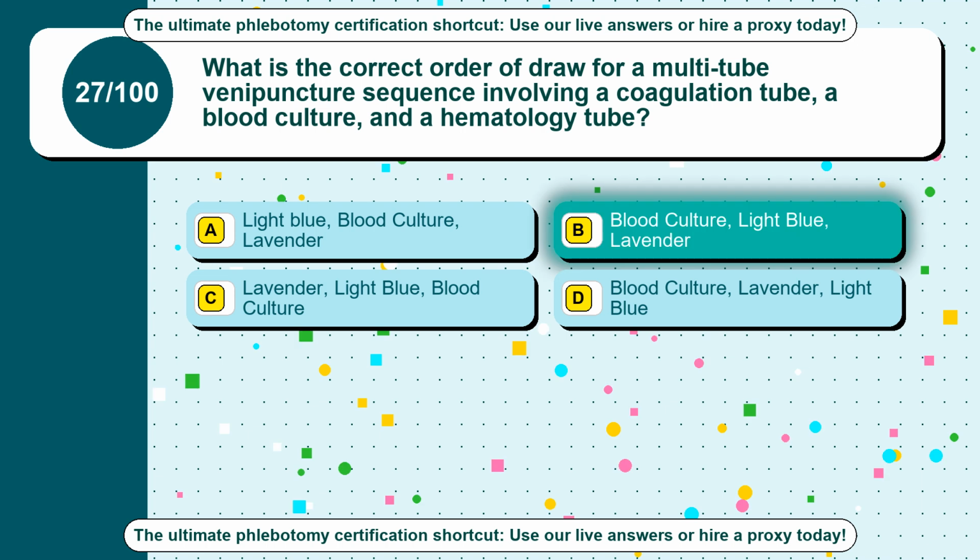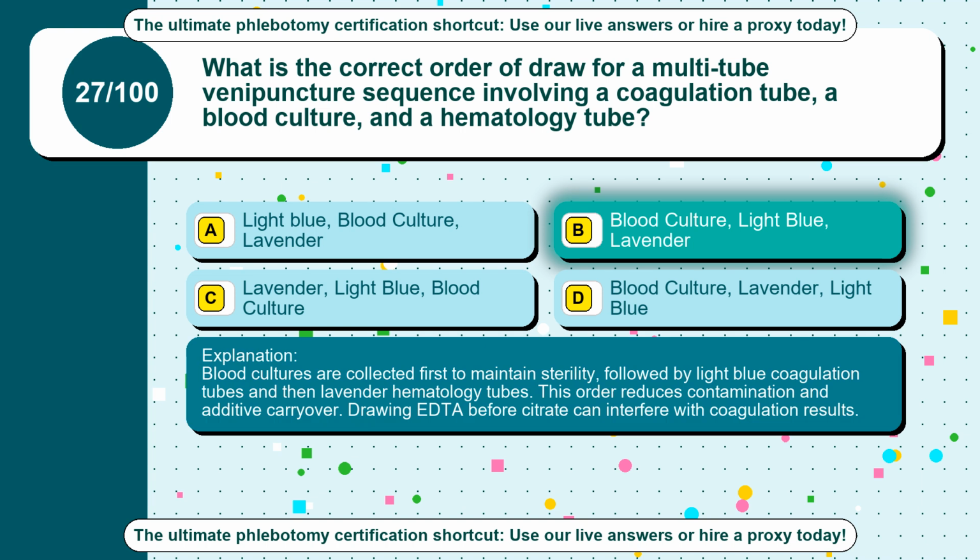The correct answer is option B, blood culture, light blue, lavender. Blood cultures are collected first to maintain sterility, followed by light blue coagulation tubes and then lavender hematology tubes. This order reduces contamination and additive carryover. Drawing EDTA before citrate can interfere with coagulation results.